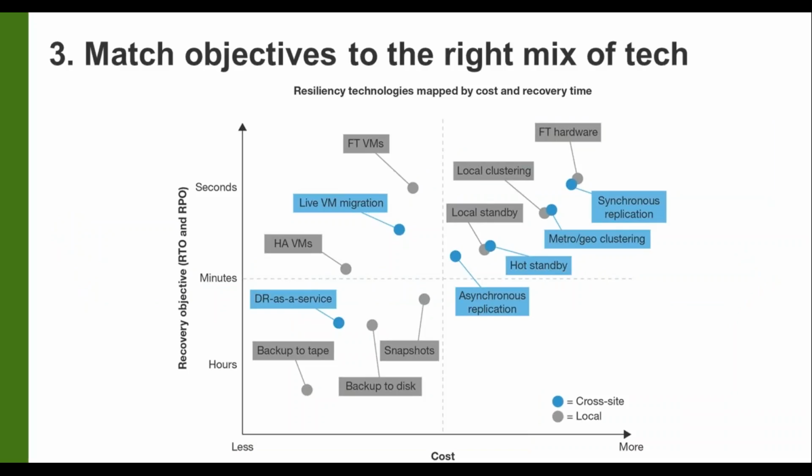Okay, the next step, which is step number 3 in the whole life cycle, was about matching the objectives to the right mix of technology. So if you look at the whole process, the life cycle which any business would take, they would have a matrix of the cost and the recovery objectives. There are tons of technologies available.